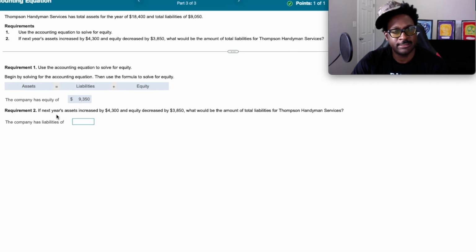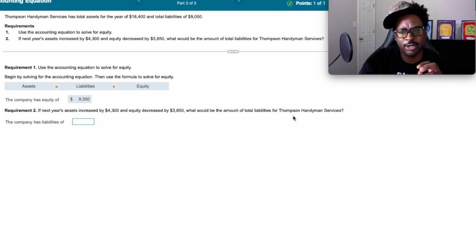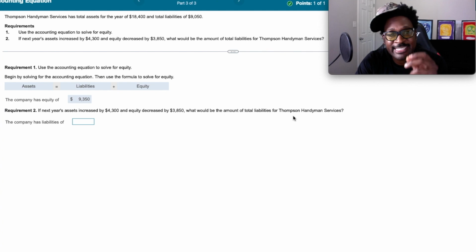Requirement 2 tells us if next year's assets increase by $4,300 and equity decreased by $3,850, what would be the amount of total liabilities for the company? Alright, gang. So now they're stepping it up a notch. This time we're solving for the liabilities, but we previously had pre-existing account balances for our assets and our equity. This year, those amounts have changed.